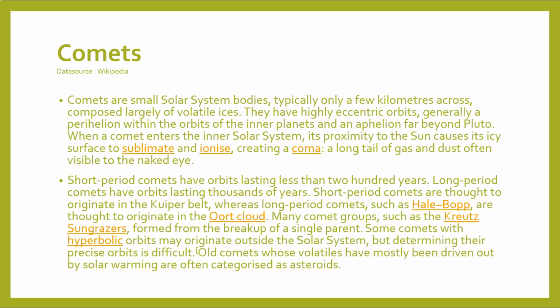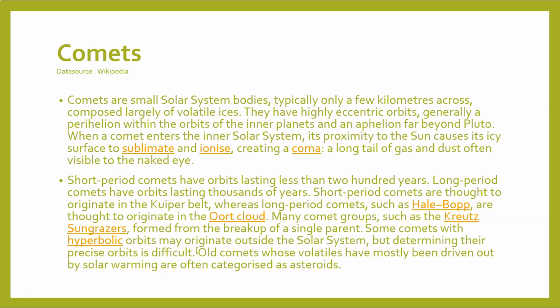Comets are small solar system bodies, typically only a few kilometers across, composed largely of volatile ices. They have highly eccentric orbits, generally a perihelion within the orbits of the inner planets and an aphelion farther than Pluto. When a comet enters the inner solar system, its proximity to the Sun causes its icy surface to sublimate and ionize, creating a coma, a long tail of gas, and dust almost visible to the naked eye.